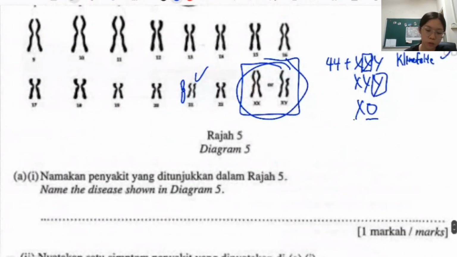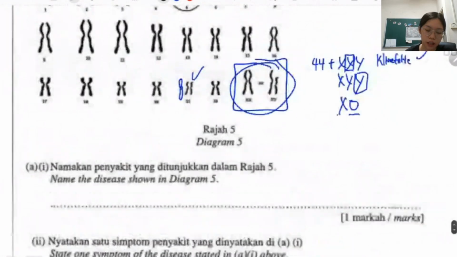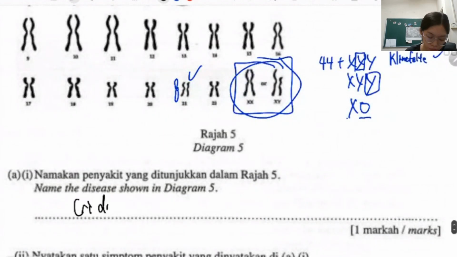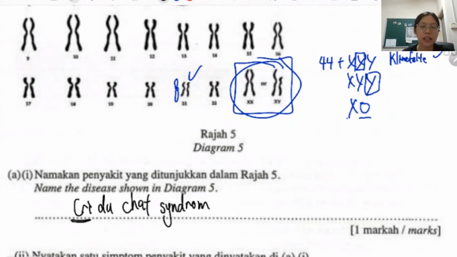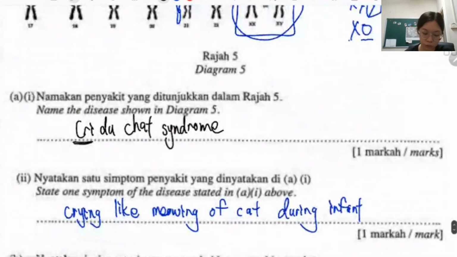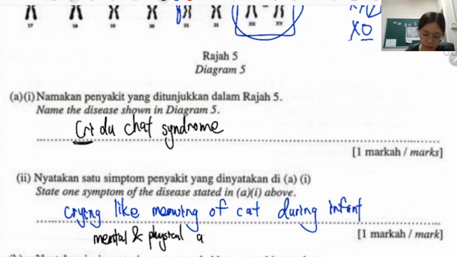Name the disease shown. Since this one is a partial deletion in the short arm of chromosome 5, this is actually Cri-du-chat syndrome. So what are the symptoms faced by this person? When the infant, the baby, cries, it really sounds like the meowing of a kitten, and it can also involve mental and physical abnormalities.